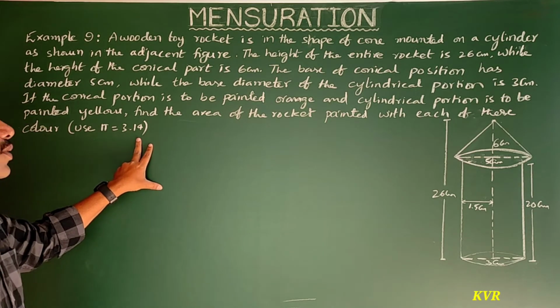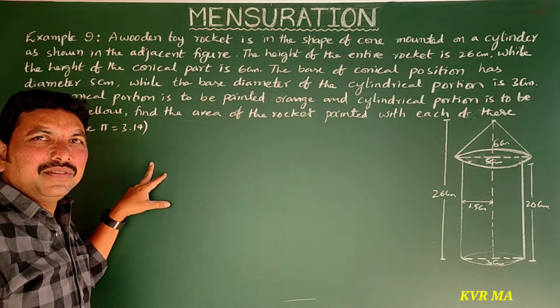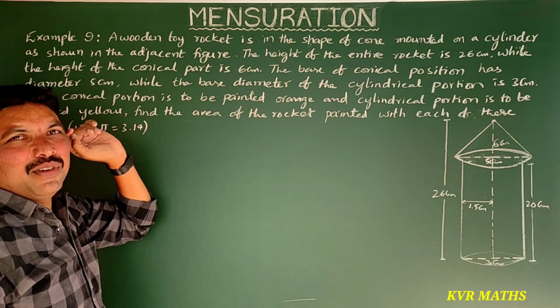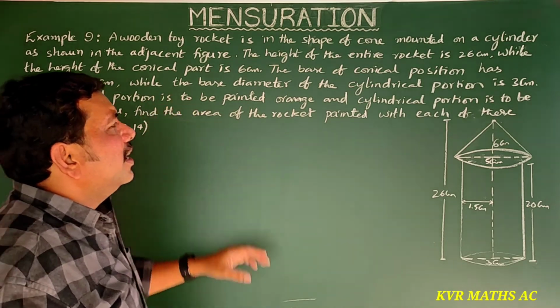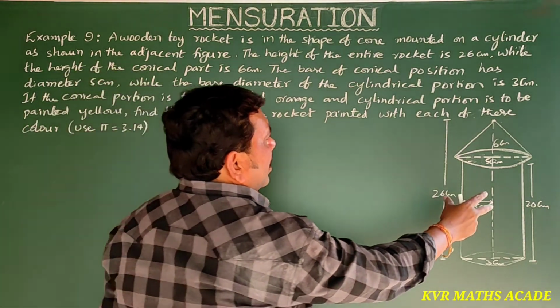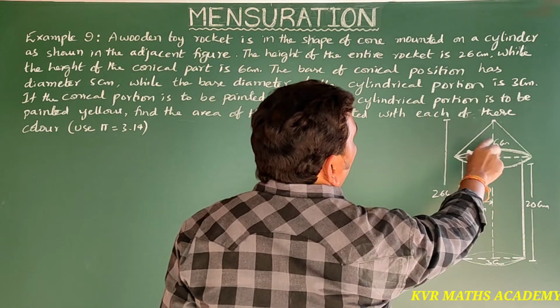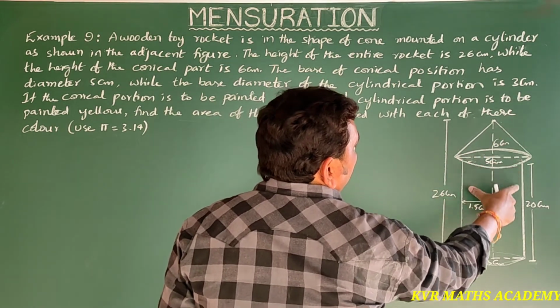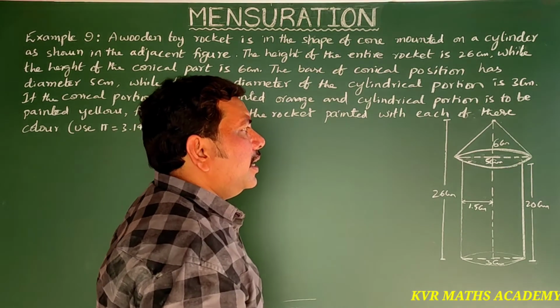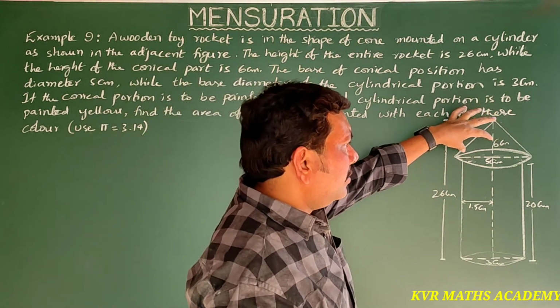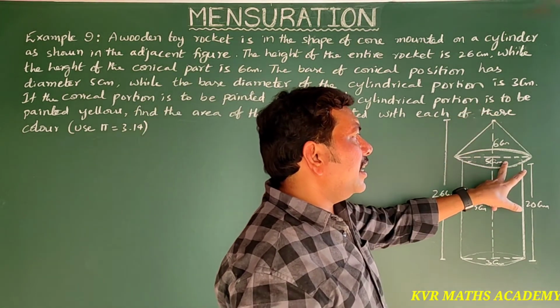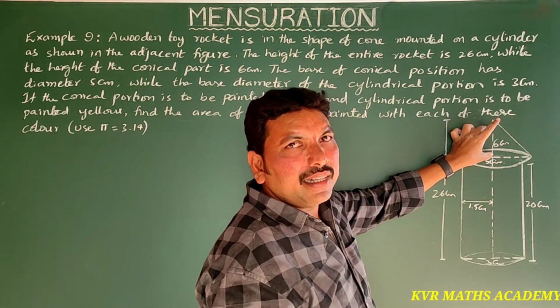Use pi is equal to 3.14. See, very lengthy sum this one. A wooden rocket is in the shape of a cone mounted on a cylinder, right? Yes, here the cone has diameter 5 centimeters and height is 6 centimeters as given.